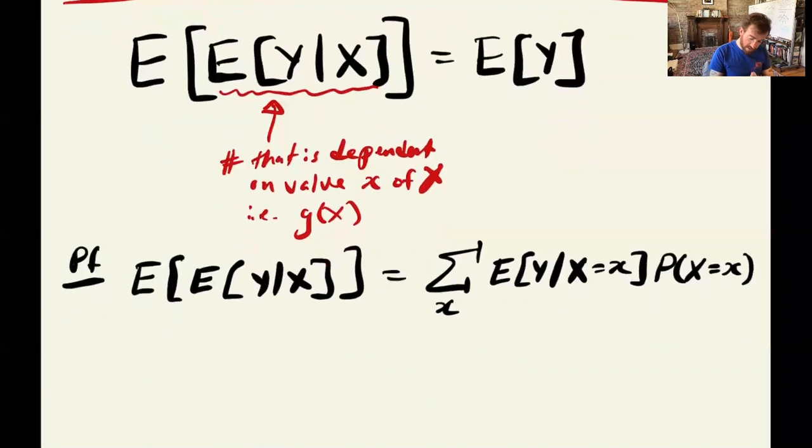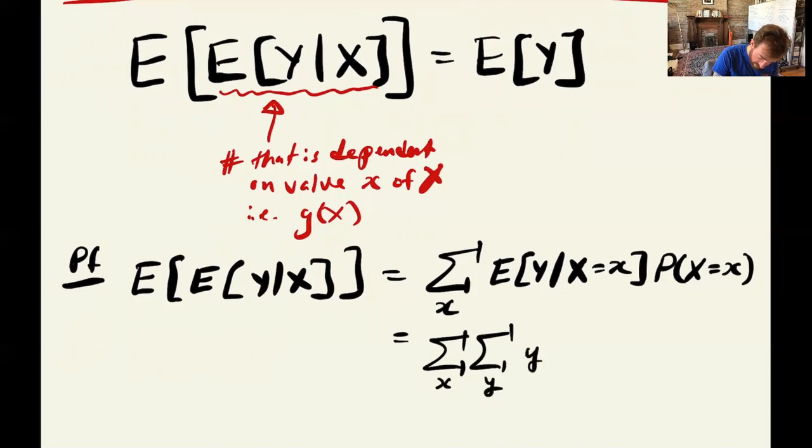Now let's remember, how is this inner expectation defined? Well, I need to sum over all the possible values for y, where I take y times the probability that y equals little y, given that x equals little x. And again, I'm now taking this expression times the probability that x equals little x.